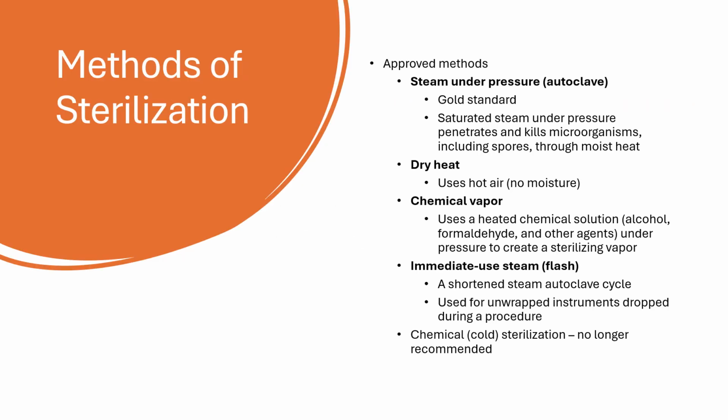The modes of sterilization: the gold standard is going to be your steam under pressure. This is going to be your autoclaves. You've heard me say that before. This uses saturated steam under pressure. It penetrates and it kills spores, okay? When you kill a spore, it is considered sterilized. Spores are the most virulent organism on this earth, and if it can kill a spore, it is considered sterilized. So this is through moist heat. It's the gold standard. We love steam under pressure.